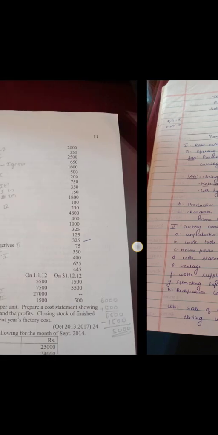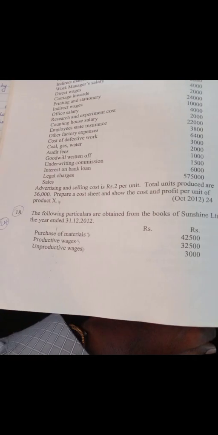Subject: Cost and Management Accounting 1. In today's class, we are going to discuss how to calculate the units produced under the following problem. Let us take the problem. The following particulars are obtained from the books of Sunshine Limited for the year ended 31st December 2012.